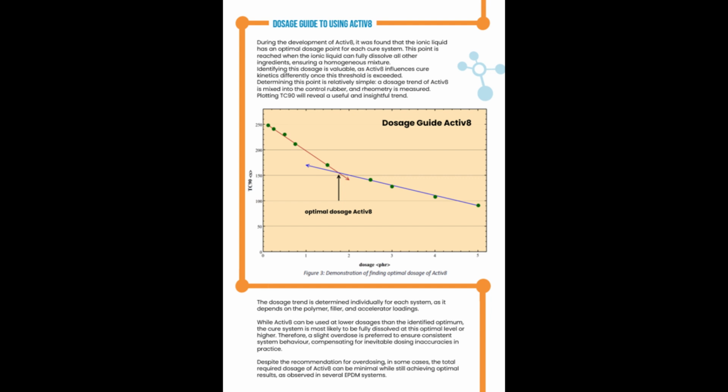The dosage trend is determined individually for each system, as it depends on the polymer, filler, and accelerator loadings. While Activ8 can be used at lower dosages than the identified optimum, the cure system is most likely to be fully dissolved at this optimal level or higher. Therefore, a slight overdose is preferred to ensure consistent system behavior, compensating for the inevitable dosing inaccuracies in practice. Despite the recommendation for overdosing, in some cases, the total required dosage of Activ8 can be minimal while still achieving optimal results, as observed in several EPDM systems.